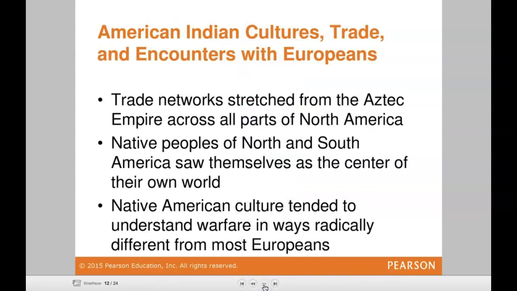American Indian cultures, trade, and encounters with Europeans. So trade networks stretched from the Aztec Empire across all parts of North America. Native peoples of North and South America saw themselves as the center of their own world. And as stated before, many of them had their own preconceived notions through folklore about how they came to be.